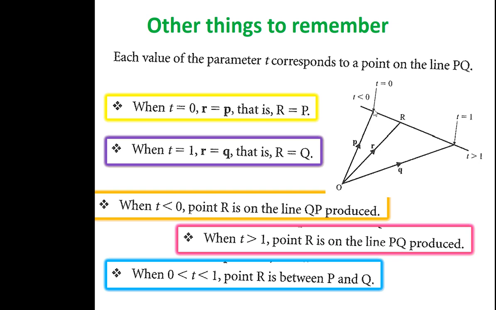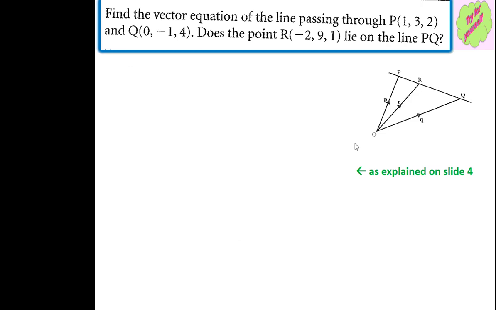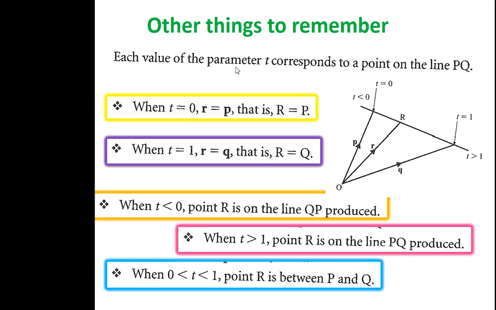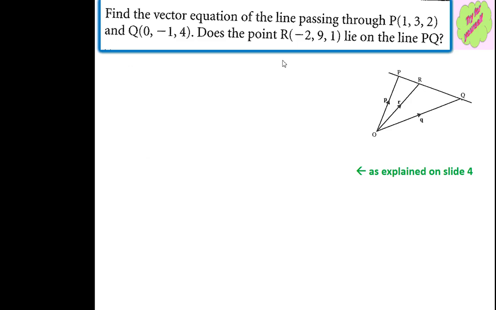And therefore when t is less than 0, this would be on the line that qp produced, because starting at q, going to p, and extending itself. If this makes any sense at all, fair enough if you're a bit confused. So as I said, overall, each value of the parameter t corresponds to a point on the line pq. I was trying to point that out.